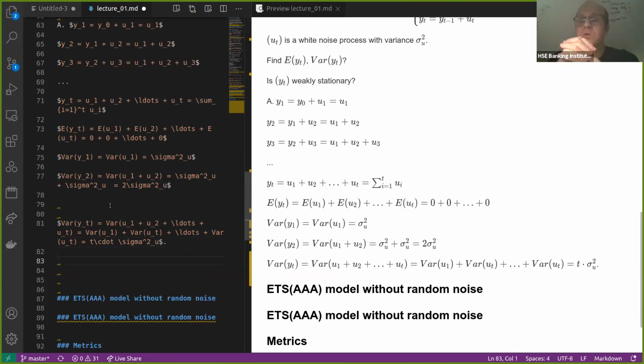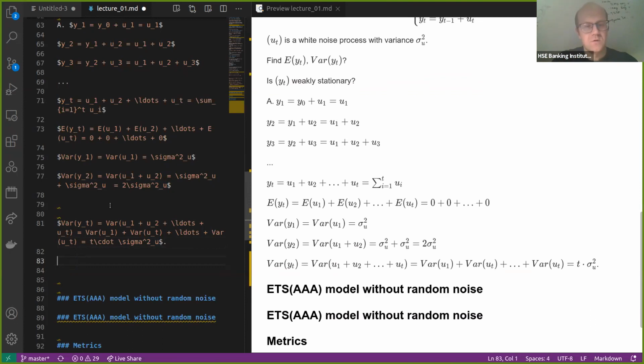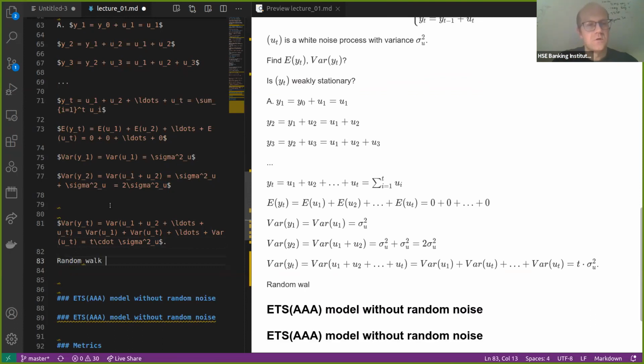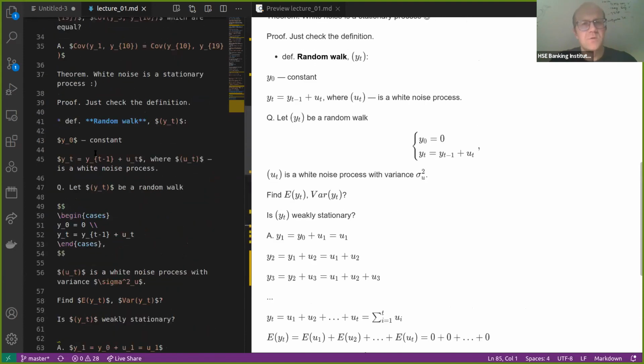No, because variance is not constant. Yeah, variance is not constant. So Y_t, random walk is not stationary because variance goes up. Okay, so that's some basic terms and basic notions in stochastic processes. So let's recap what we have done up to now.